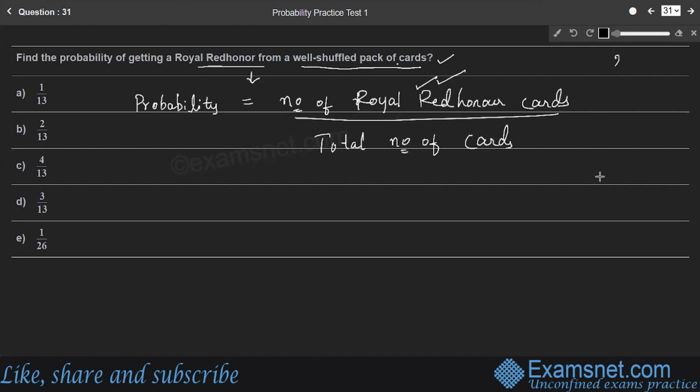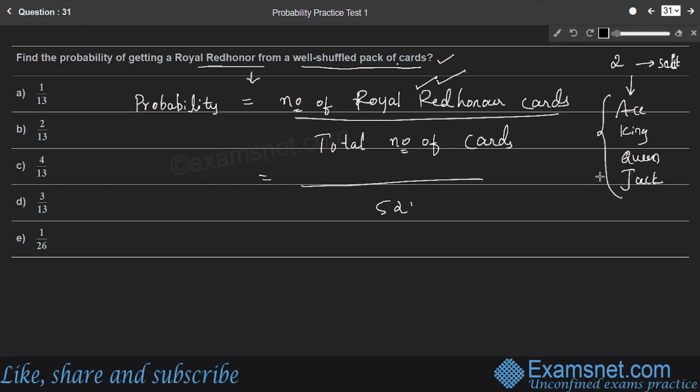So we have 2 sets of red cards. In that, the 4 highest cards in each suit are ace, king, queen, and jack. In a pack of 52 cards, the total number of cards is 52. In that, 2 suits are red, and in each red suit there are 4 royal honor cards: ace, king, queen, and jack.